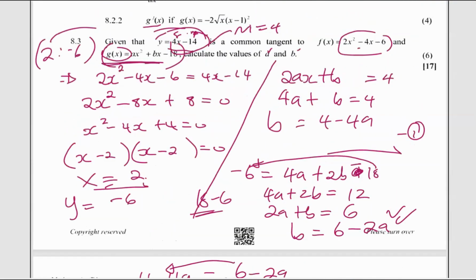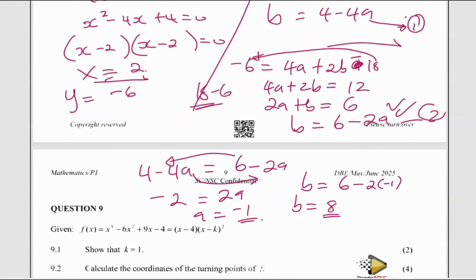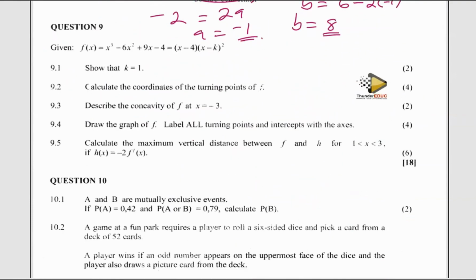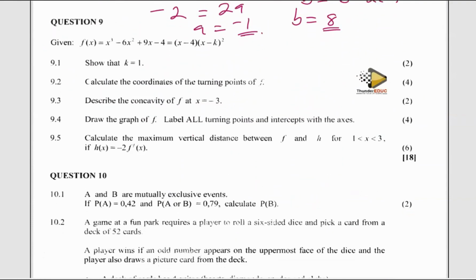So to get the derivative of this correctly, it has to be this, and then equate to the gradient. That's equation 1. This is equation 2. Yeah, it came out. All right, question number 9. They want us to show that k is 1 if we are given this. So step number 1, we just need to open this up. I don't know how you would do it, but I opened the right-hand side up.